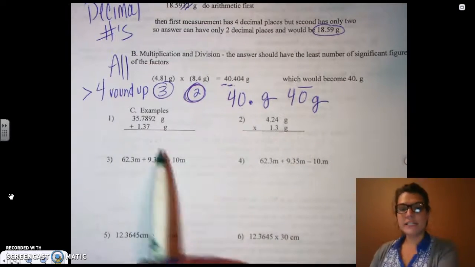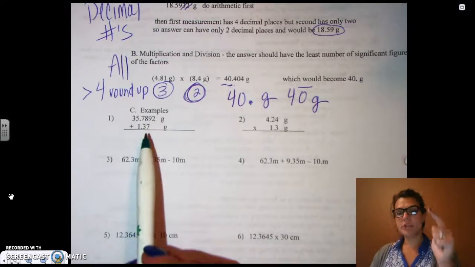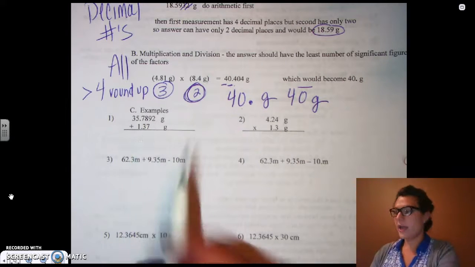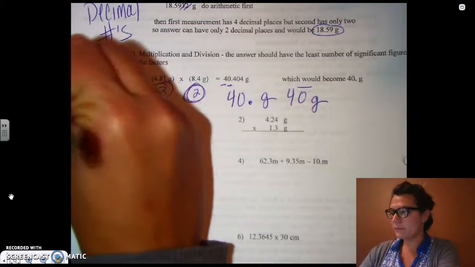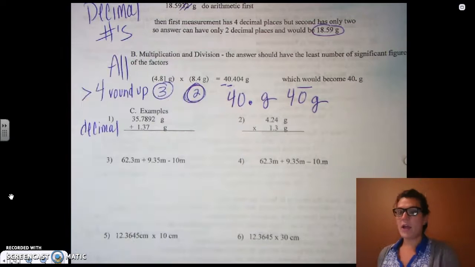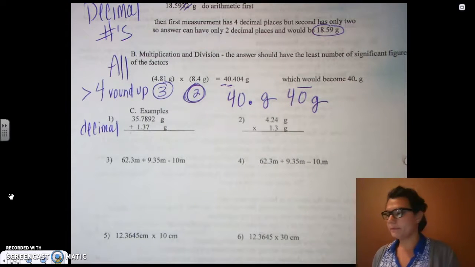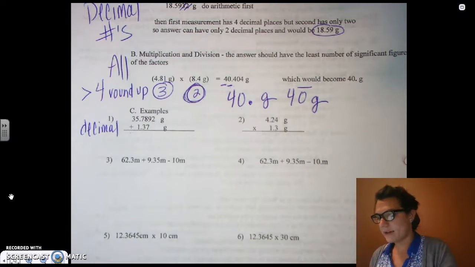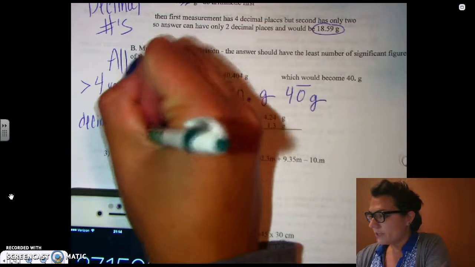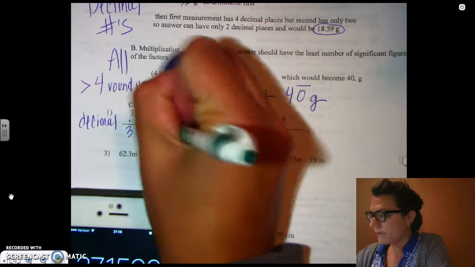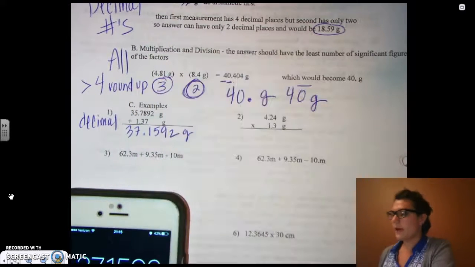Okay, first thing I need to ask myself: addition, subtraction, multiplication, division. Okay, this is addition, so I'm just looking at the decimal. So I'm going to do my math first. To save some time here, I'm going to plug this into my calculator. So I'm going to do 35.7892 plus 1.37, and I get 37.1592. Okay, that's what my calculator says.